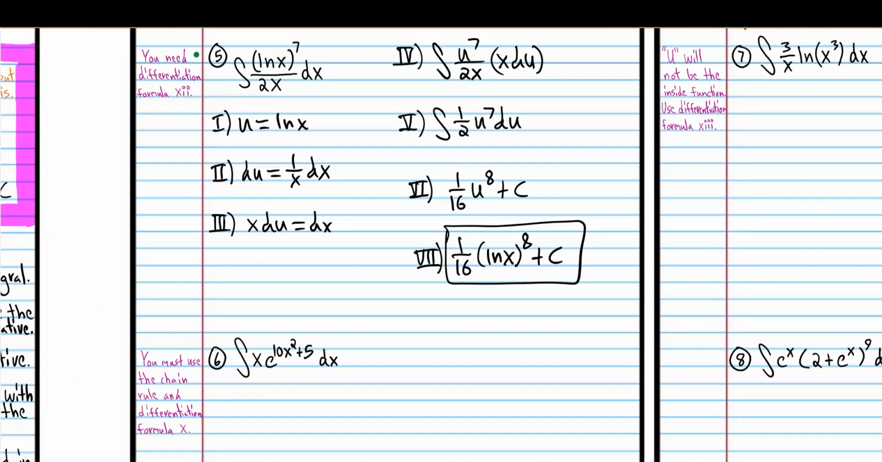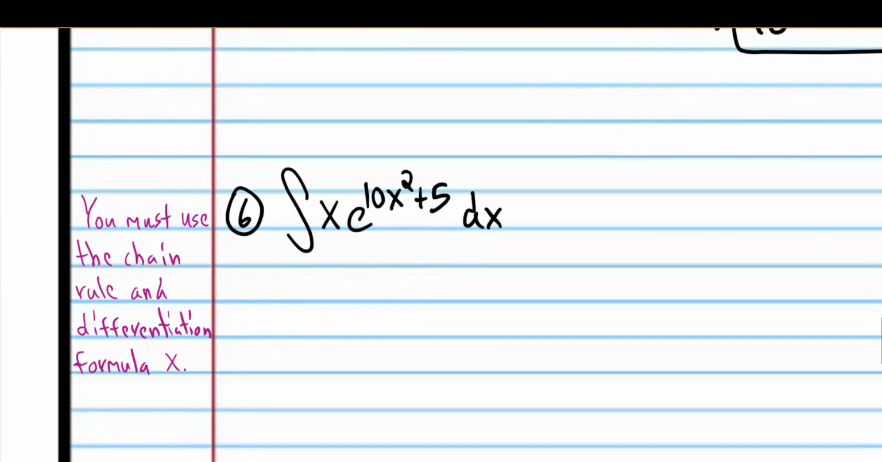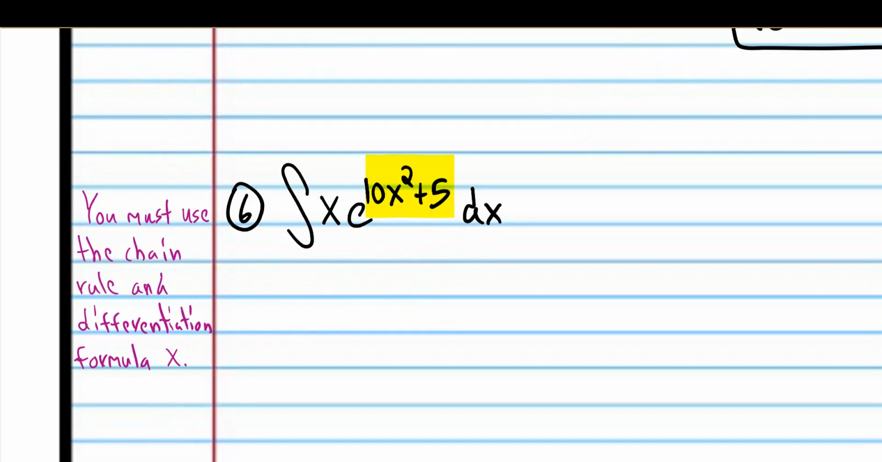Go ahead and try problem number 6, but be aware that you need to use differentiation rule number 10. And you need to use the chain rule because we have a function inside another function. Now, a lot of students have trouble using the chain rule when they're finding the derivative of something like this. The outside function is e, the inside function is this. So it's kind of a difficult thing for the mind to understand exactly how to use the chain rule, but see what you can do, and if you get stuck, that's okay.